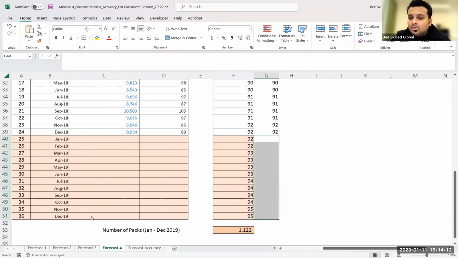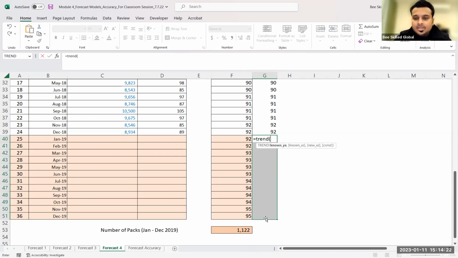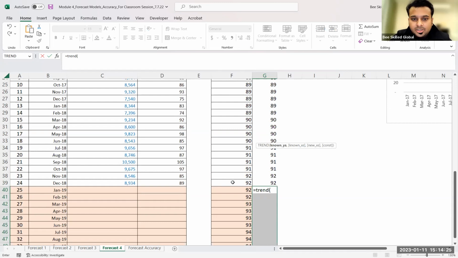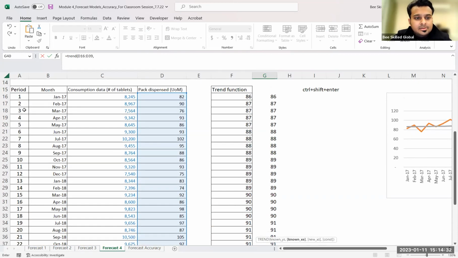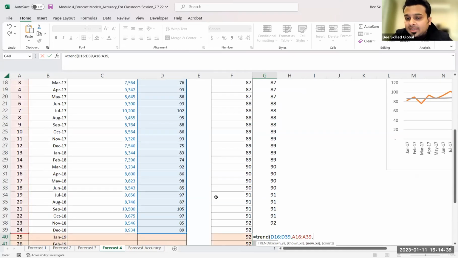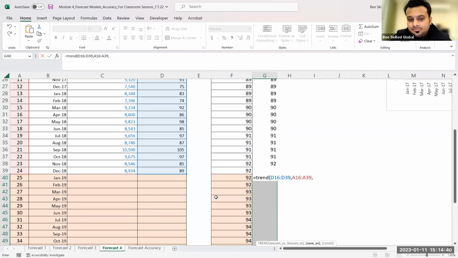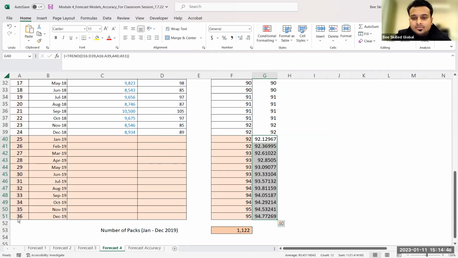Now the formula changes slightly. The process is the same. We select the entire area. We do trend. We have the known y's, first known y's, then the known x's, and then the new x's. What is the new timeline? We have the new timeline here, the next 12 months. And then we do Control Shift Enter.